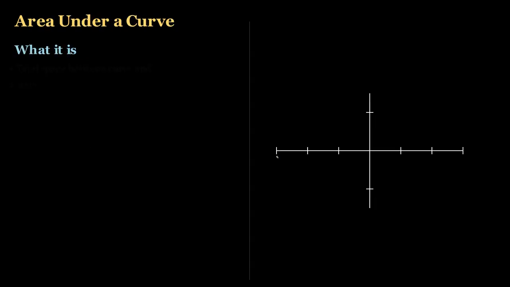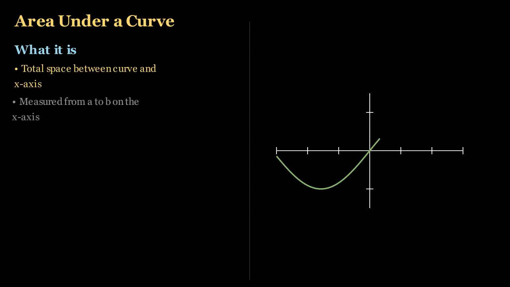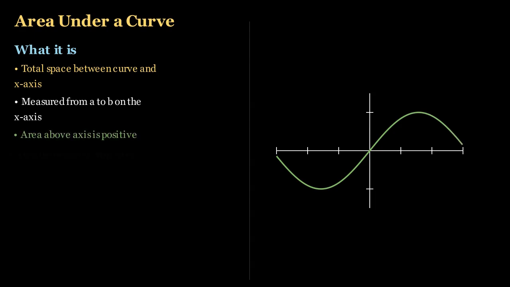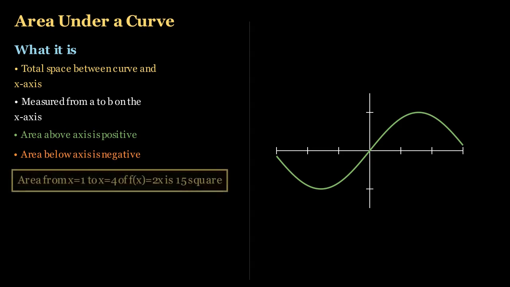Imagine you have a wavy line drawn on graph paper. That's your curve. Now pick 2 points on the horizontal x-axis, say x equals 1 and x equals 4. The area under the curve is all the space trapped between that wavy line and the flat x-axis, from your left point to your right point. Think of it like the amount of paint you'd need to color in that region.